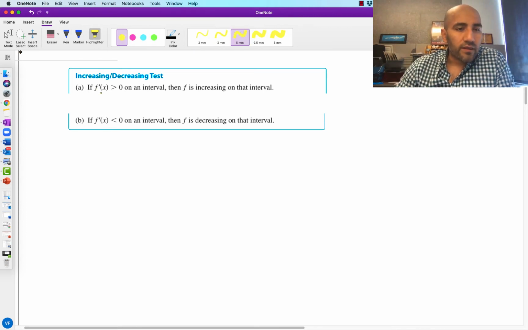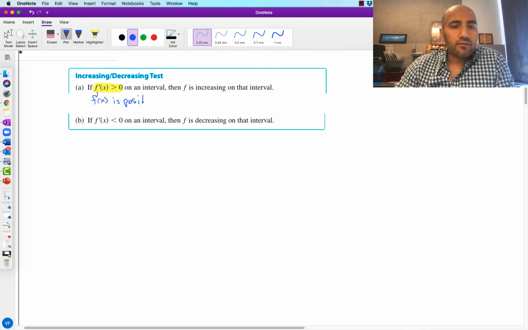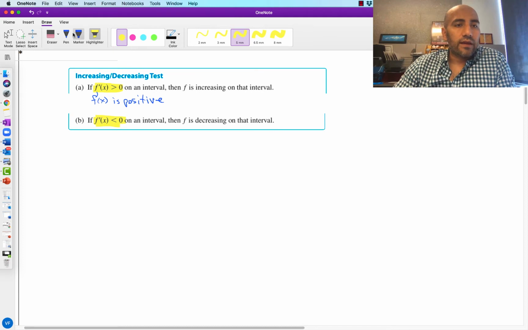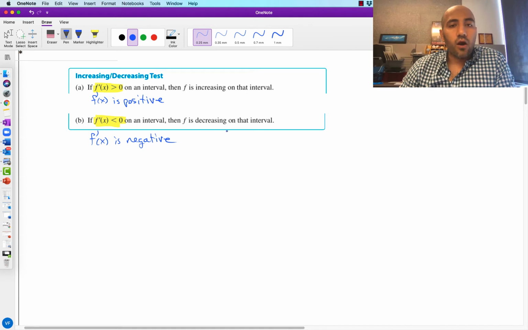So this part here, that f prime is strictly greater than 0, that's just another way of saying that the first derivative is positive. F prime of x is positive, right? That's what that means. So if f prime of x is positive on an interval, then f is increasing on that same interval. Likewise, over here, f prime of x is strictly less than 0. Again, that's just a nice way of saying that the first derivative is negative. So if the first derivative is negative on an interval, then f is decreasing on that interval.